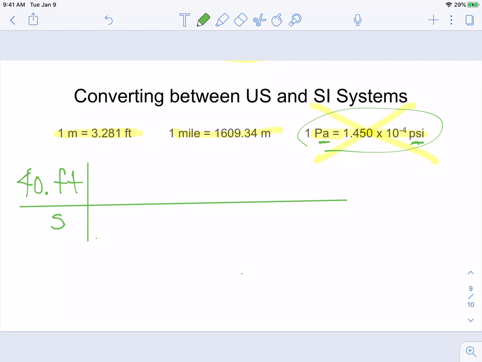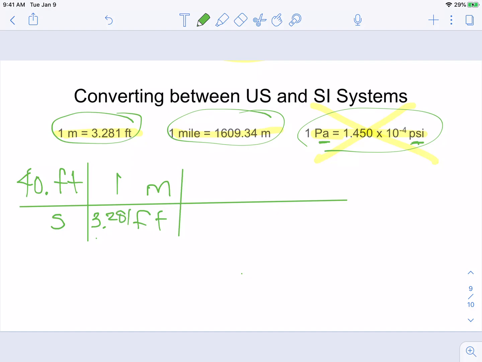Okay, so according to my first conversion, I can get from feet to meters, and then I could use this second conversion to get from meters to miles. So let's do that. I know that I would need feet on the bottom and meters on the top. So I look at my conversion, 1 meter has 3.281 feet.